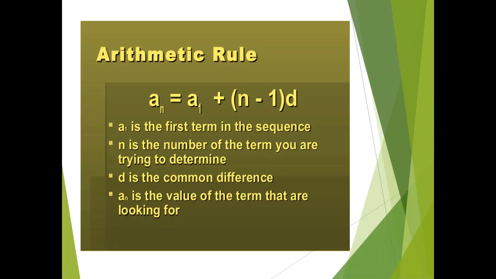For a sequence with an arithmetic common difference, we find the nth term of the sequence as a_n equals a1 plus (n minus 1) times d. Here a1 is the first term of the sequence, and n is the number of the term you are trying to determine. d is the common difference. a_n is the value of the term that you are looking for.